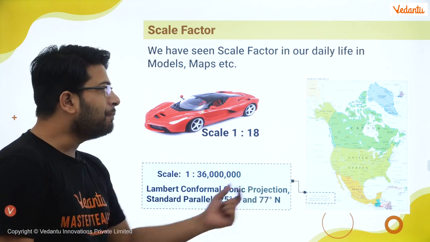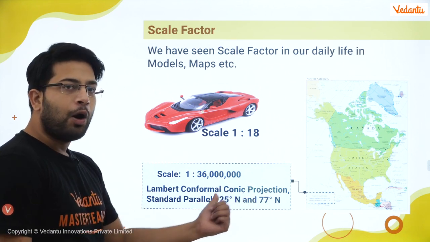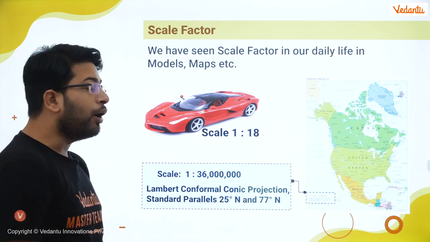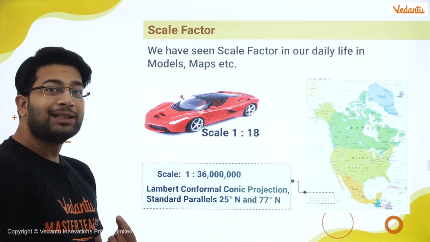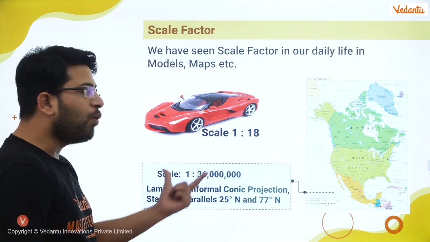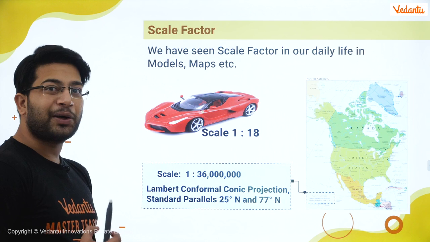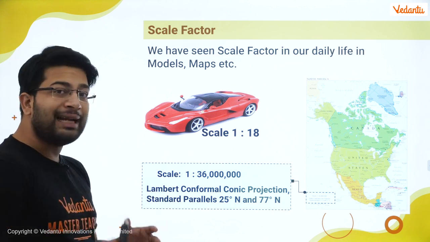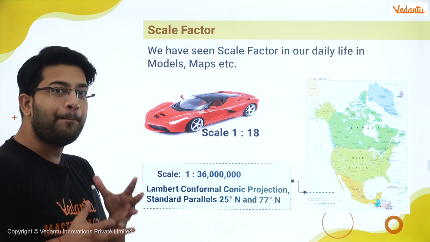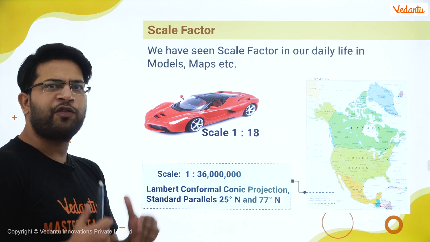Our Earth map, let's say a map of North America and the original North America, has the scale factor of 1/3.6 crore. So champ, you can see the scale factor determines the comparison between the size of two objects.